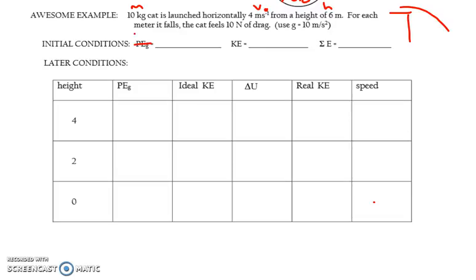We have U sub G, which is nothing more than mgh. Our m is 10, our g we're going to call 10, and our h is 6. So we have 600 joules of potential to begin with.